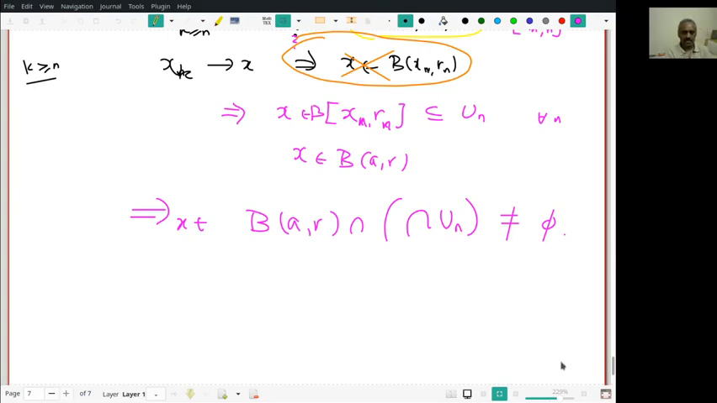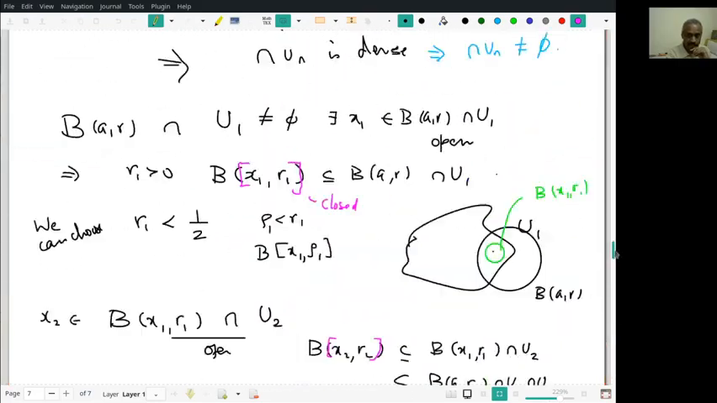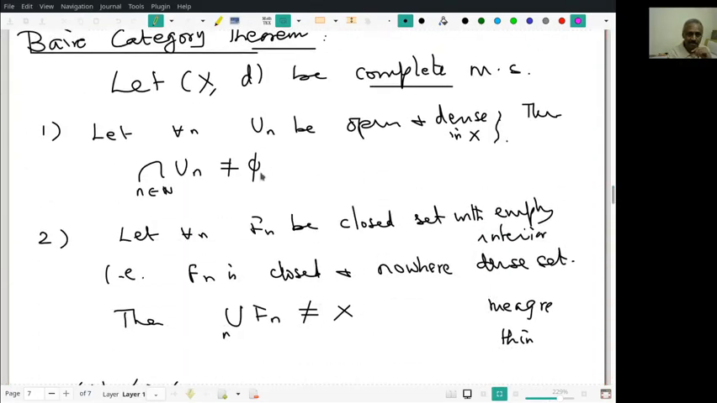So what does that say? It says that if I have open dense sets Un, their intersection is dense. You wanted to prove only non-empty, but you proved it's dense, which is stronger. But for the equivalent statements, I don't want to say it's dense. Even though I proved a stronger result, I didn't want to say the intersection of Un is dense, because then these two may not be equivalent statements. So here I only say it is non-empty.